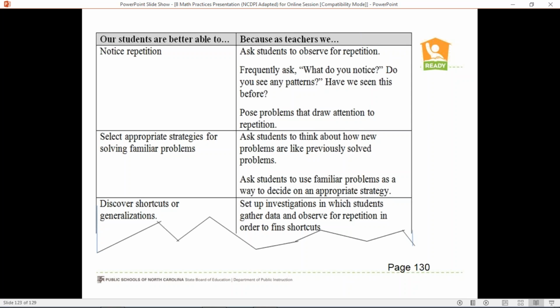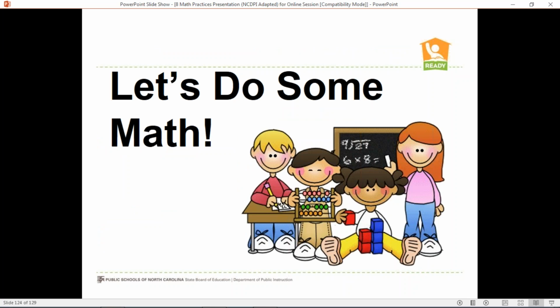And then ultimately, we want to make sure that we're setting up investigations so that kids discover shortcuts, that kids create generalizations. And we're going to certainly guide them in that process, but we really want the generalizations and the rules to come from the kids' thinking.